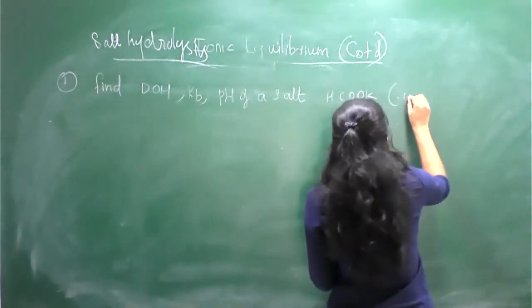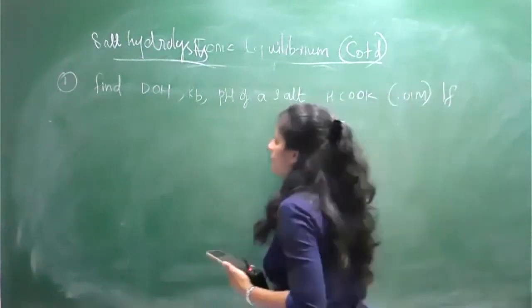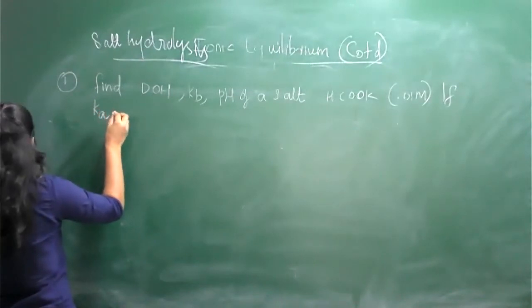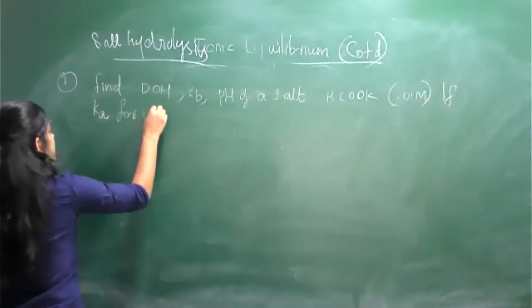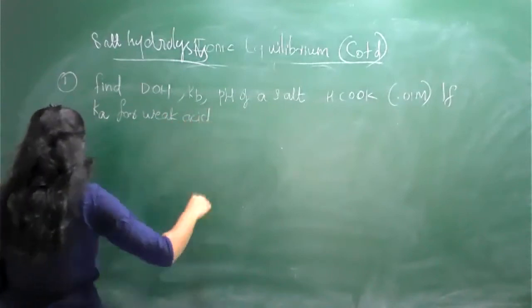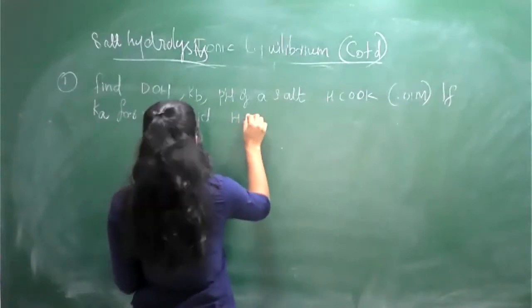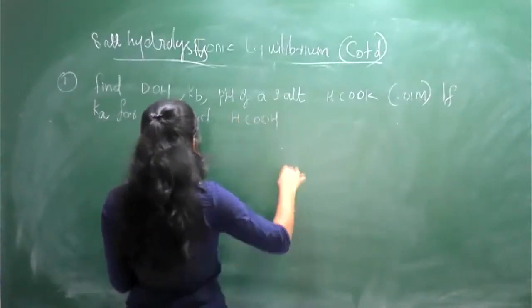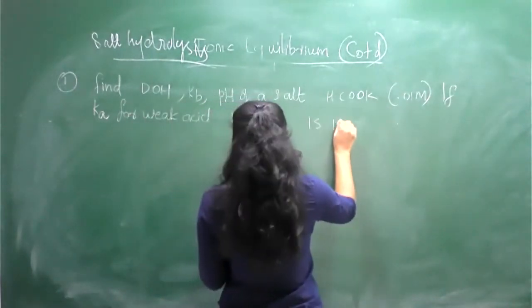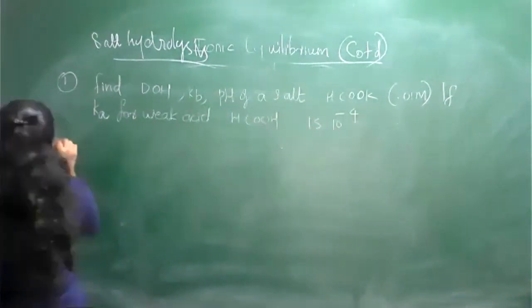at concentration 0.01 molar. If Ka for the weak acid HCOOH is 10 to the power minus 4. Answer.